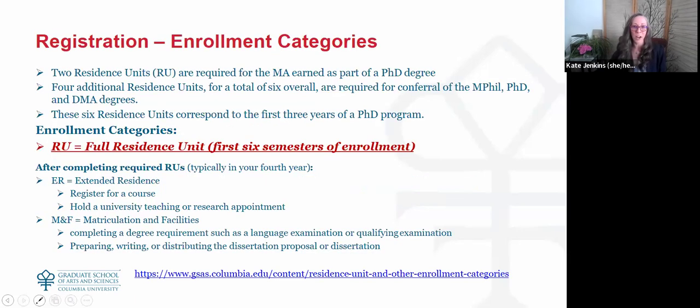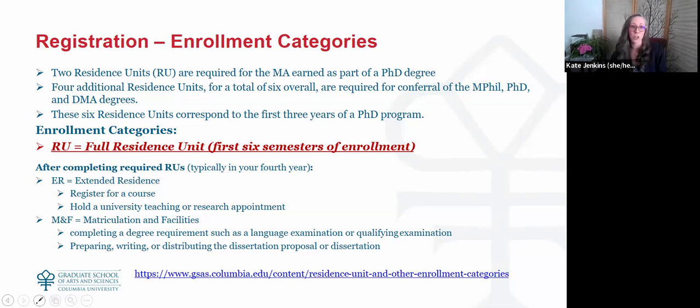Now, registration. Tuition fees, including health insurance, are all driven by your registration in what we call an enrollment category. For the first six semesters of your enrollment, you are going to enroll in a full residence unit. And we're going to provide you even with the call number for that, for you to do later on once registration opens up.